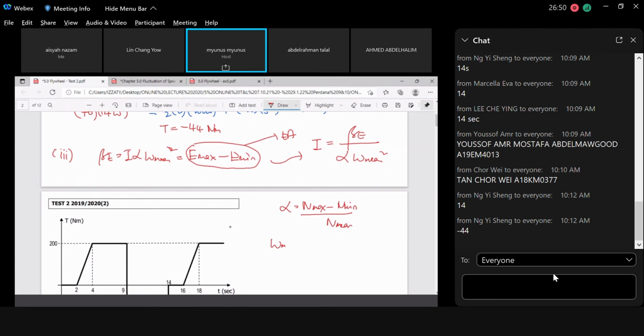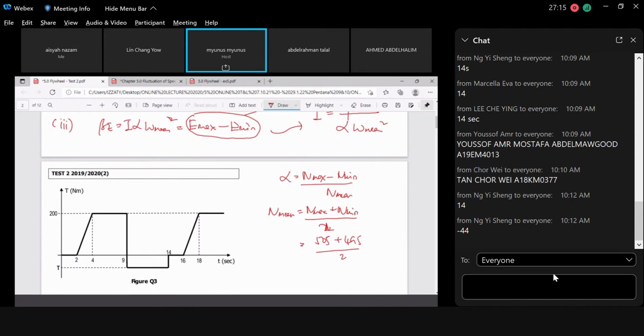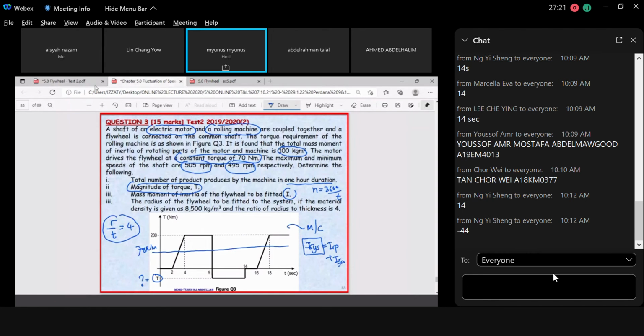So put it in n, sorry, it's not omega. Put in n. n is equal to n max plus n min divided by 2. So this will give you 505 plus 495 divided by 2, which gives you 500. So your n is 500 rpm. Let's check, correct or not? 505, 495, correct.